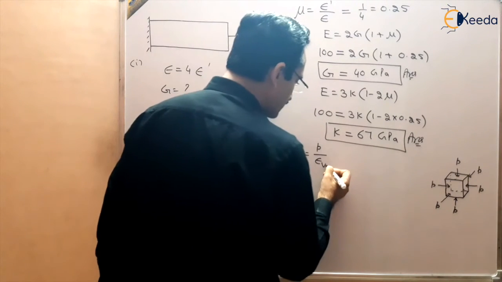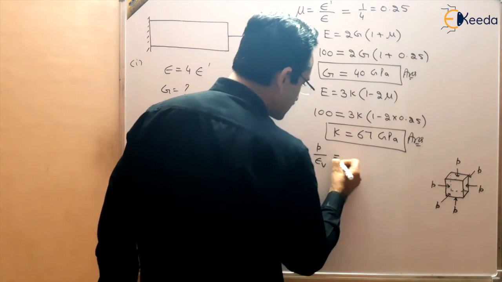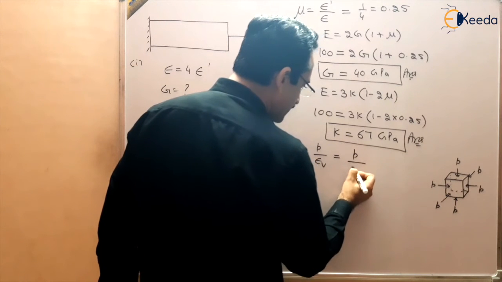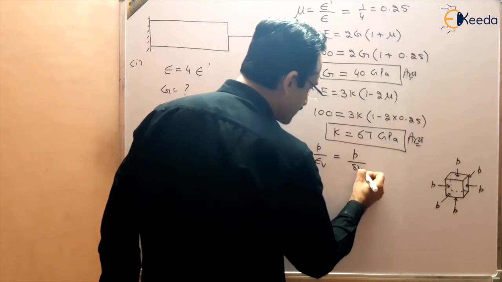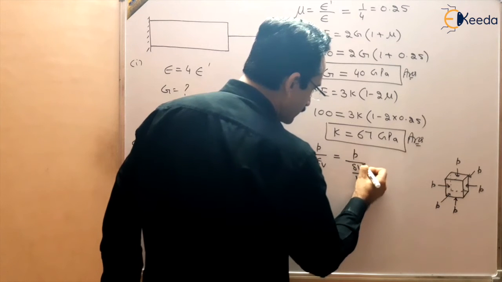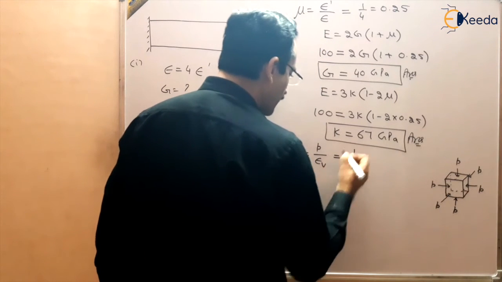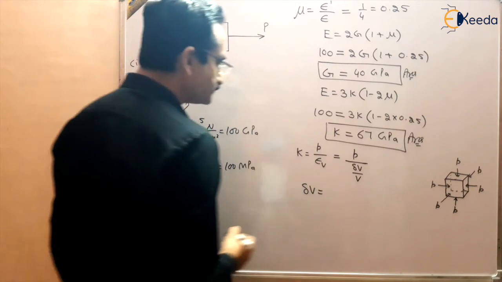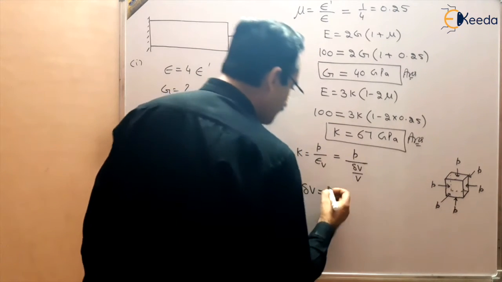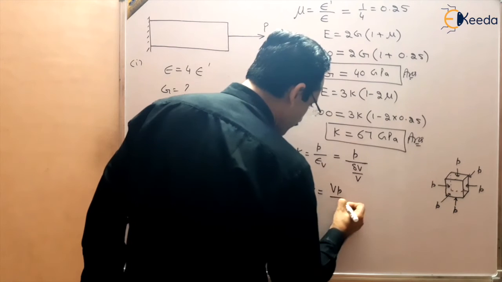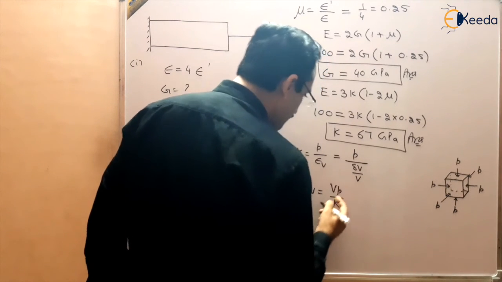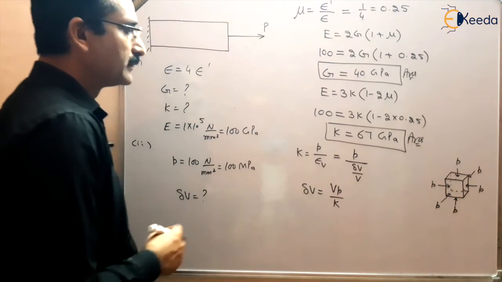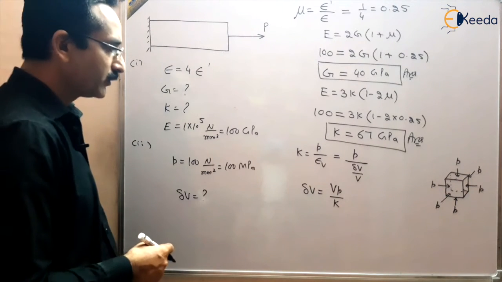And what is volumetric strain? Volumetric strain is change in volume upon original volume. So from here we can find out the change in volume, and that will be equal to V P upon K, right? So this will be the change in volume.